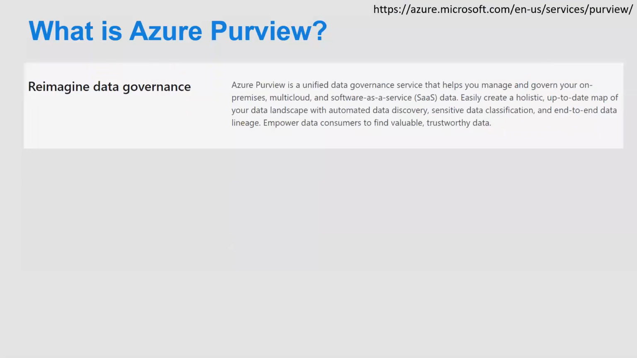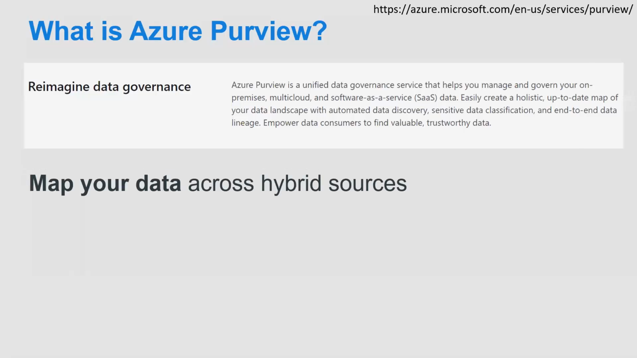So let's start. What is Azure Purview? Microsoft defines Azure Purview as a unified data governance service, which is there to map our data estates, the different systems that are there in our company, across hybrid sources. Azure Purview is not limited to Azure data storage and the Azure data platform. It also allows us to catalog hybrid on-premises data sources like SQL Server, Oracle, SAP, and so forth.